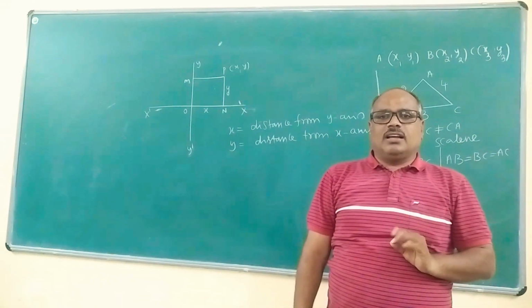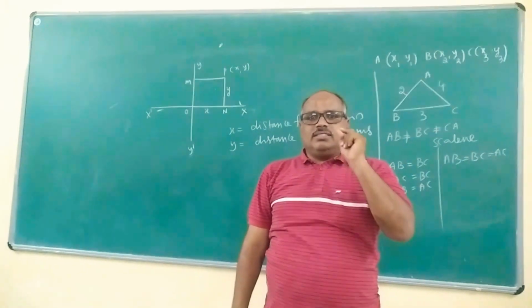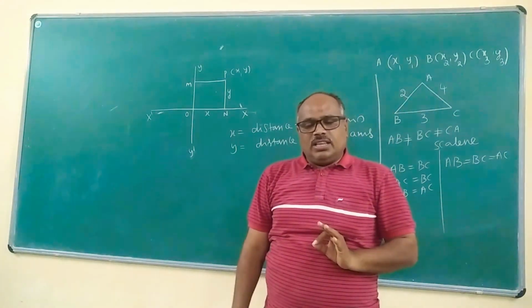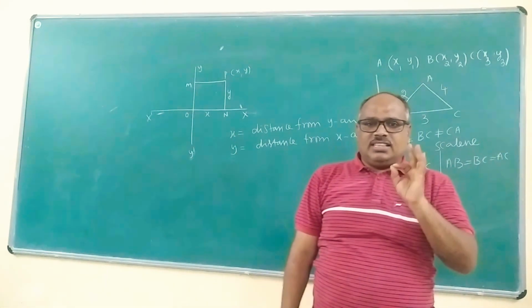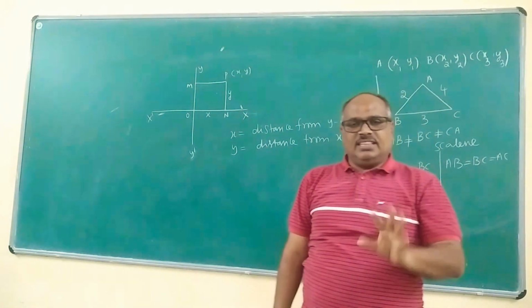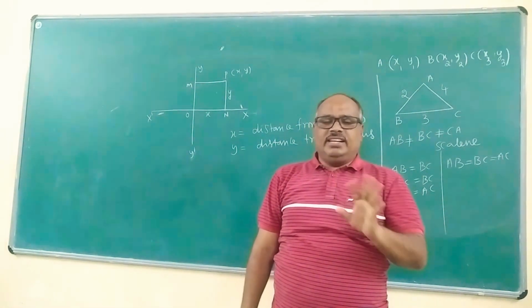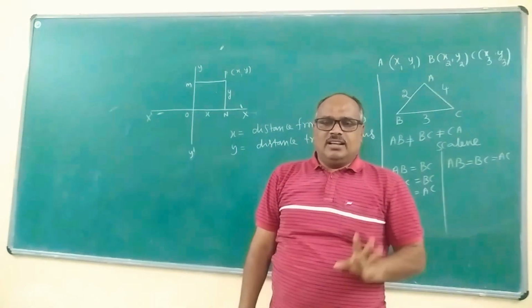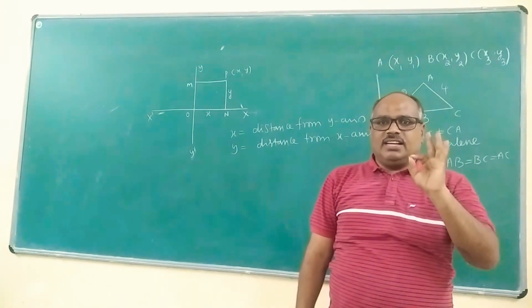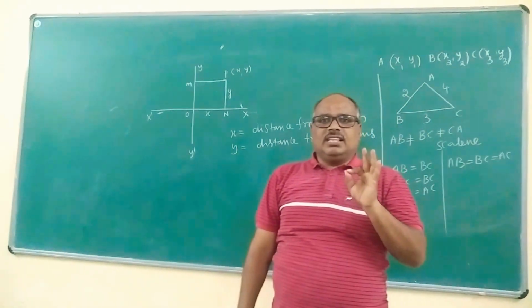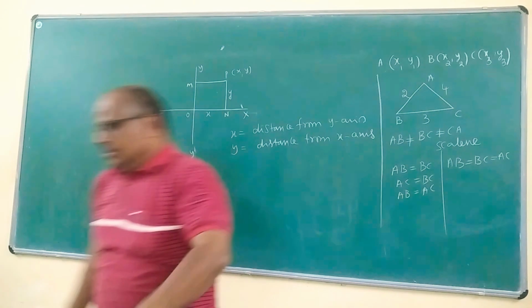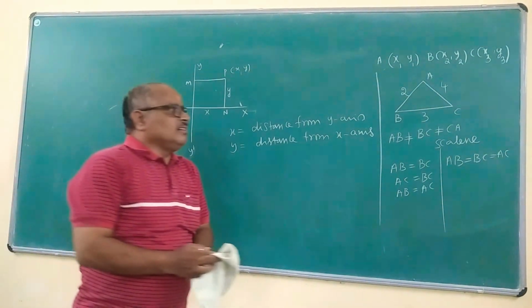You have to remember, in the given three points, if any two lengths are equal, then the triangle is said to be an isosceles triangle. If all three sides are equal in length, then the given points are the vertices of an equilateral triangle. Suppose all the sides are unequal in length, then the given points are the vertices of a scalene triangle.